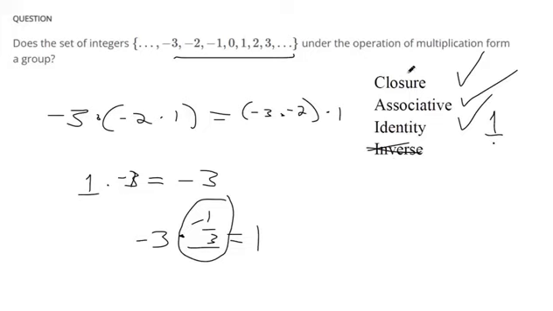That means it's not a group. It has to obey all 4 of these for it to be a group. Since it doesn't have an inverse property, the set of integers under the operation of multiplication does not form a group.